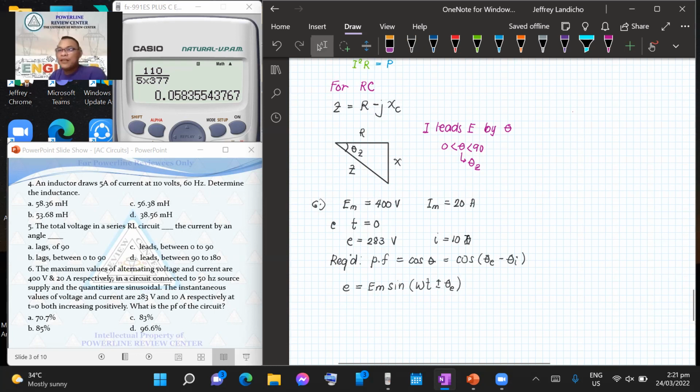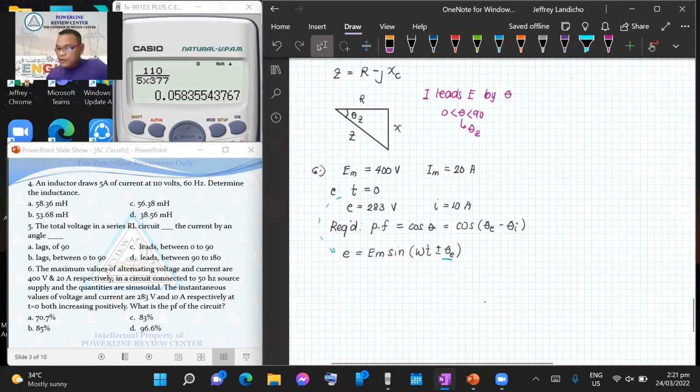So same also for the given current. At time equal to 0, you have an instantaneous of 10. We have the maximum value. So makukuha natin yung phase angle ng ating current. So solving for the phase angle ng ating voltage, substitute na lang natin ito.